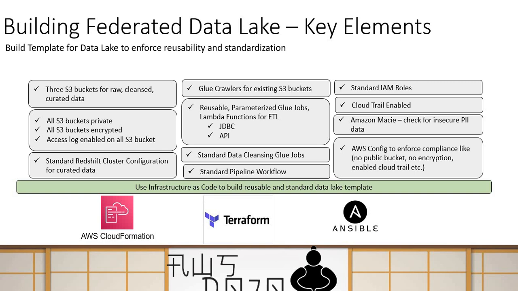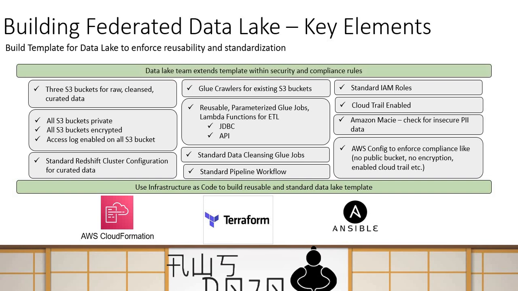So like I talked about, if the bucket's created without any encryption, or the buckets go public, or if CloudTrail is not enabled, you might want to create AWS Config rules to check such compliance. So these things can become part of your data lake template, so that when a data lake is created, it is created with certain checks and balances and standards in place.